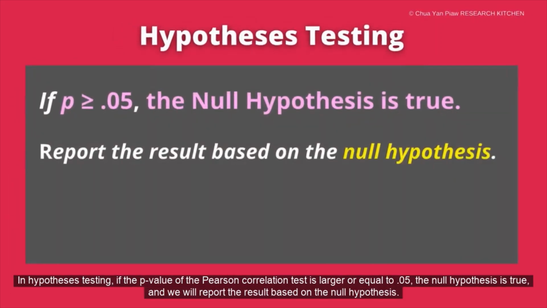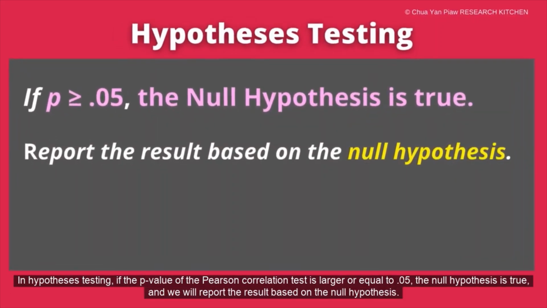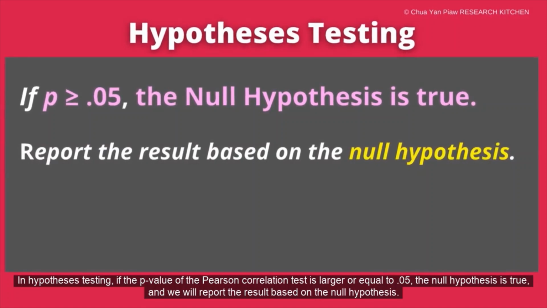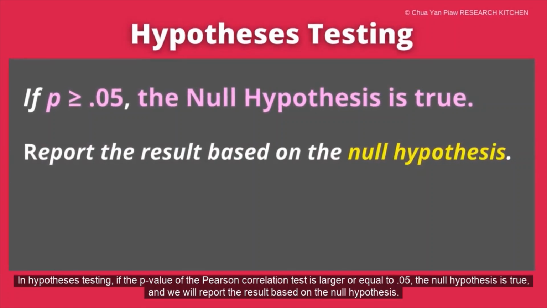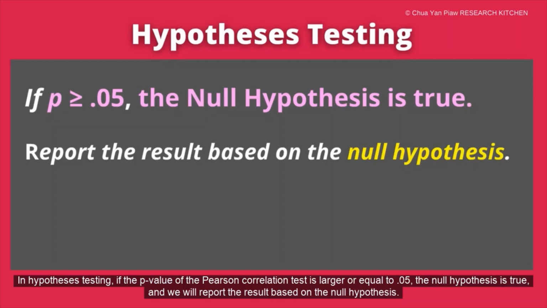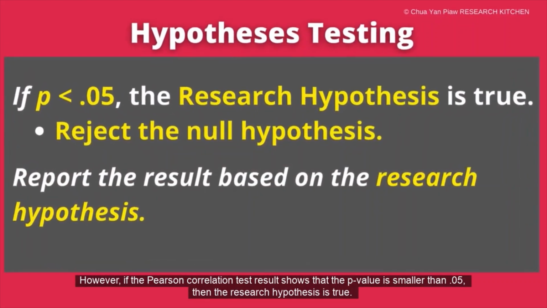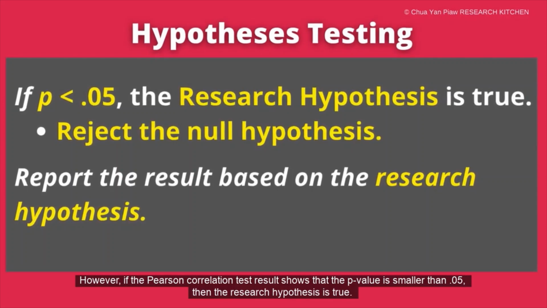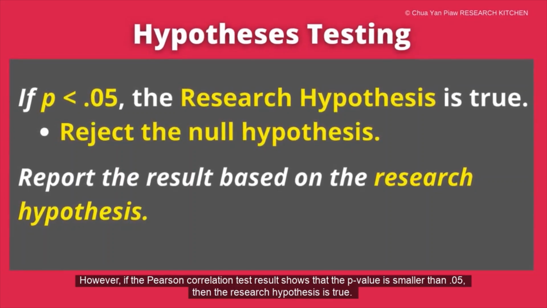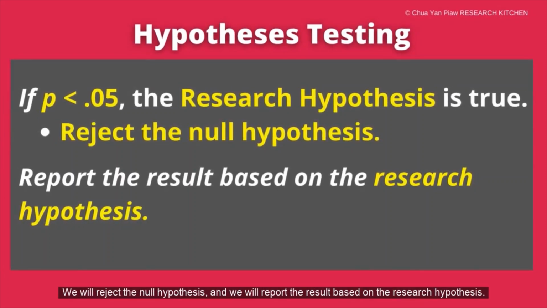In hypothesis testing, if the p-value of the Pearson correlation test is larger than or equal to 0.05, the null hypothesis is true, and we will report the result based on the null hypothesis. However, if the Pearson correlation test results show that the p-value is smaller than 0.05, then the research hypothesis is true. We will reject the null hypothesis and we will report the result based on the research hypothesis. This concept must be very clear before we analyze the data.